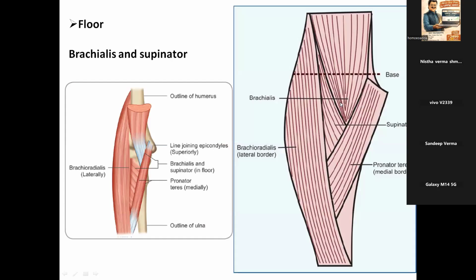Okay, now the floor. If we remove everything, the roof as well as the contents, then the structure we see at the very bottom is the floor, right? So the floor of the cubital fossa is made up of two muscles. This whole area is the cubital fossa. Mainly it is formed by the brachialis muscle, but a small portion is also formed by the supinator. So two muscles form the floor, brachialis and the supinator. If you remember, laterally it was bounded by brachioradialis, medially it was bounded by pronator teres, right? And the two muscles forming the floor are brachialis and the supinator.